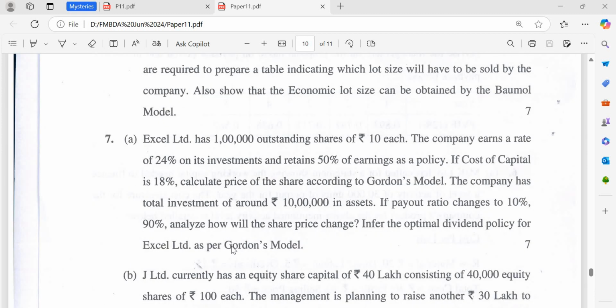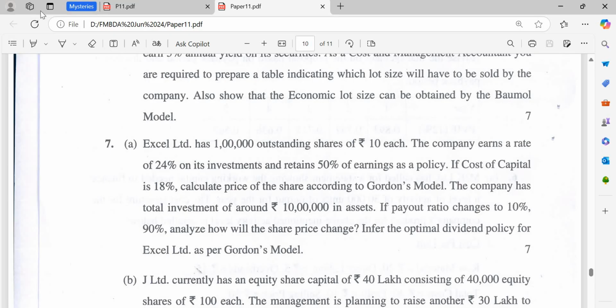So now we are going to continue with 7A. Person number 7A, Excel Limited, has 1 lakh outstanding shares of 10 each. The company earns a rate of 24% on its investment. What is this 24 percentage? Return on investment, right? So return on investment 24%, retains 50% of earnings as a policy.